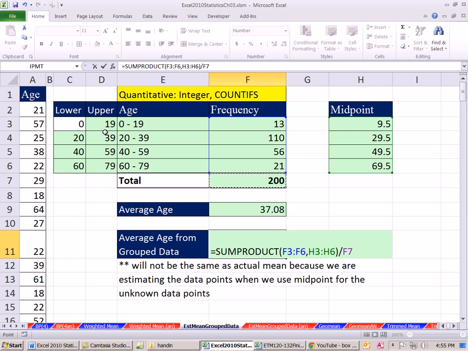Now, this is because we have our frequency distribution, and we actually had to calculate our midpoints off to the side. And there we have it, 38. So that's the average age from grouped data, and it almost always will be different than the actual average. It is an estimate when all you have is a frequency distribution. All right, let's go over to GEOMEAN.